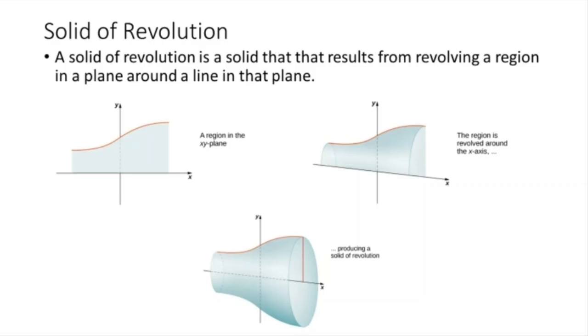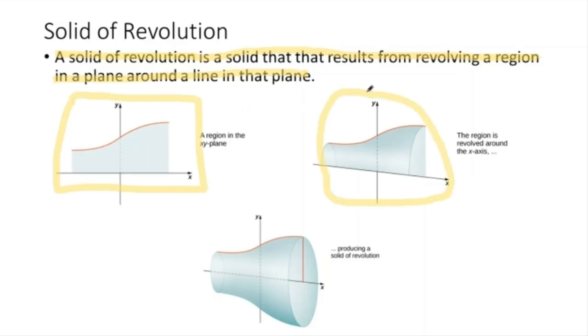One of the most common ways of forming a solid is to take a region in the xy plane and revolve it around a line. We call these solids of revolution. So a solid of revolution is a solid that results from revolving a region in a plane around a line in that plane. To demonstrate the process, suppose we have this region here in the xy plane that we see on the left. We can begin to revolve it around the x-axis. And as we revolve it around the x-axis, we wind up with a solid.